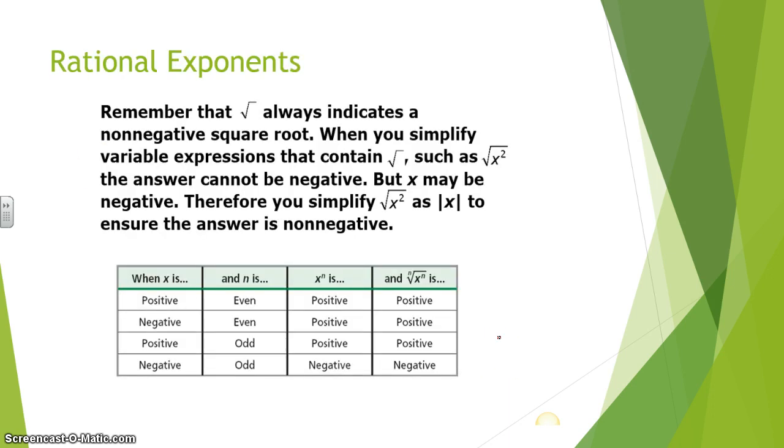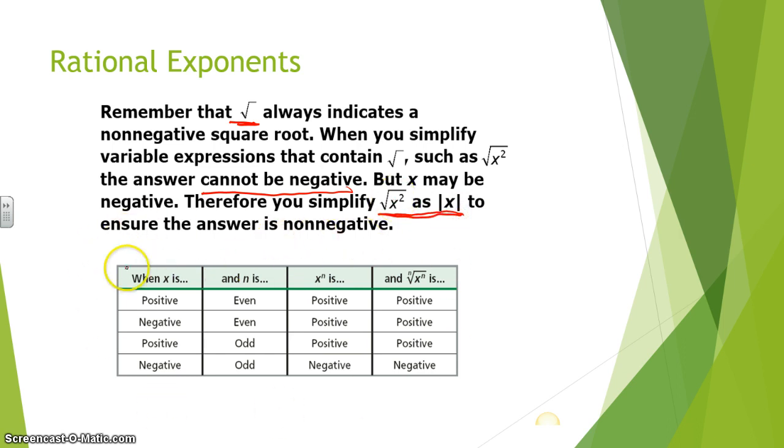Working with rational exponents, you want to remember that the radical sign always indicates a non-negative square root. When you simplify variable expressions that contain a radical symbol, such as the square root of x squared, the answer cannot be negative. So you can never have a negative answer when working with a radical. But x may be negative. Therefore, you simplify the square root of x squared as the absolute value of x to ensure the answer is non-negative.